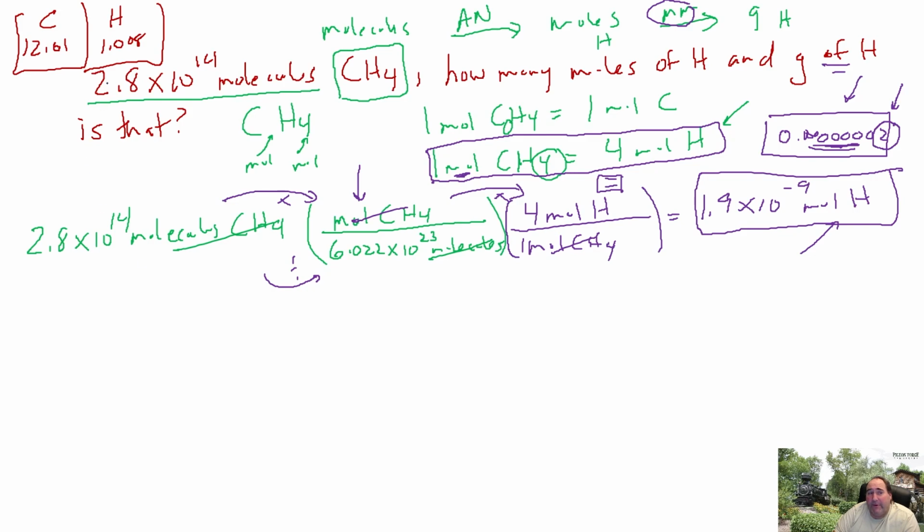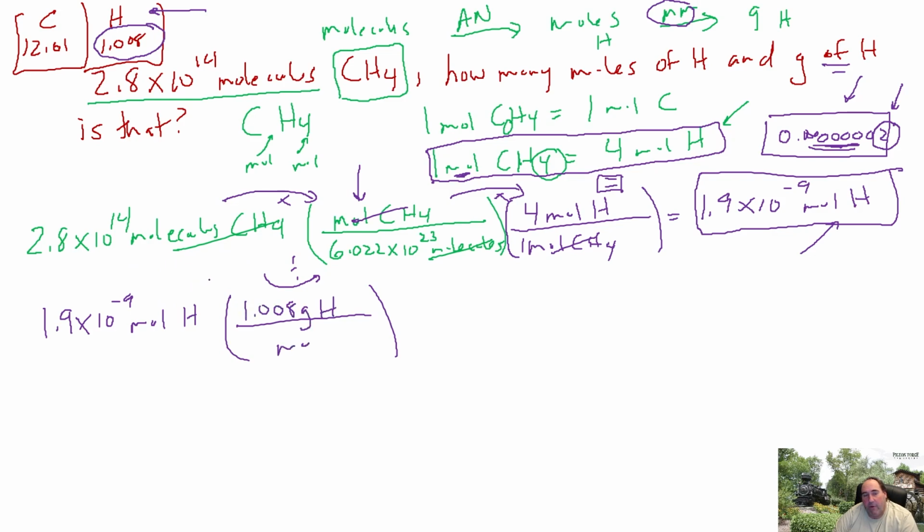Now, it's really important at this point to remember that we're no longer dealing with CH4. We are only dealing with hydrogen at this point. So we want to use just the molar mass of hydrogen. So we'll continue on here with 1.9 times 10 to the minus 9 moles of hydrogen. Using the molar mass from the periodic table of hydrogen, 1.008 grams of hydrogen per mole of hydrogen. Moles will cancel, and we'll times this by 1.008, and that ends up at 1.9 times 10 to the minus 9, basically, grams of hydrogen.